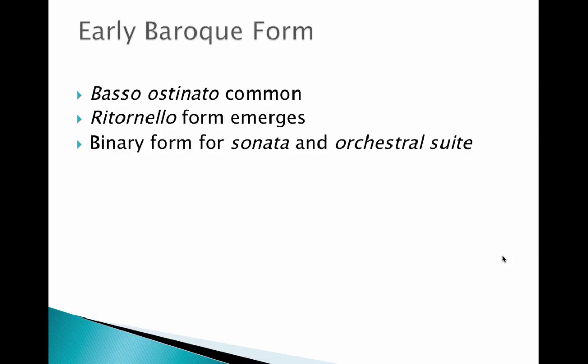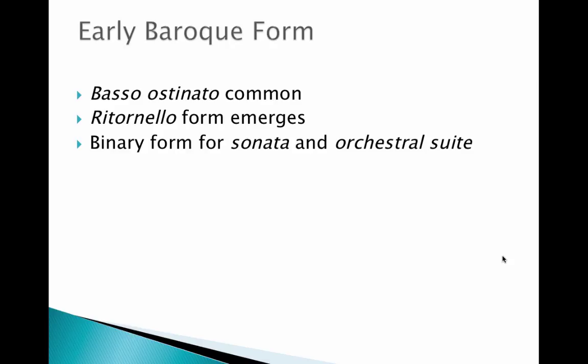The form: we have the basso ostinato common, and ostinato is when we have a repeated figure in the bass line. The ritornello form emerges, and we have the binary form for sonata and orchestral suite. Again, I'm just throwing out some new terms that you may not be familiar with so far, but we will break these down in later videos and in your chapter readings.